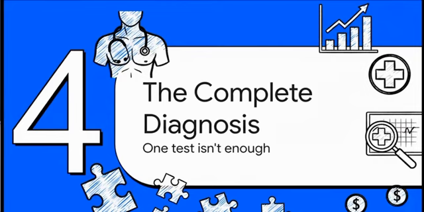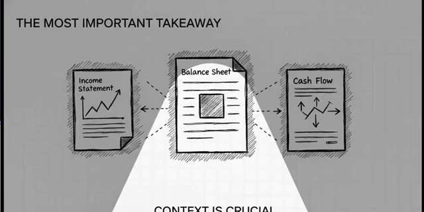So, we've run all these individual tests. But, just like in medicine, a good doctor never, ever relies on a single result to make a diagnosis. So it's time to put all these pieces together and get the complete picture. And this is probably the single most important thing to take away from all of this. One ratio, or one number, can be really misleading. To truly understand a company's health, you just can't look at the balance sheet all by itself. You absolutely need more context.